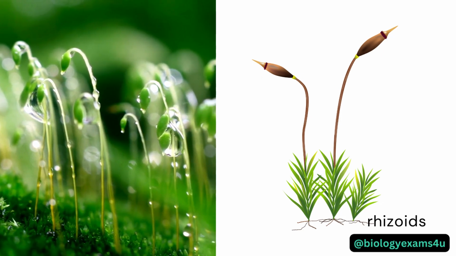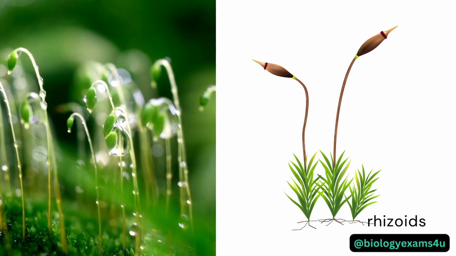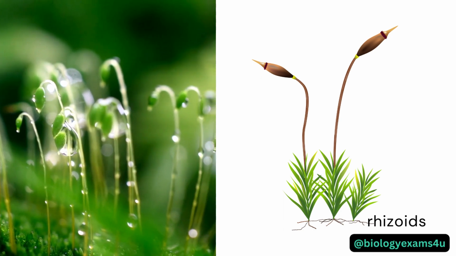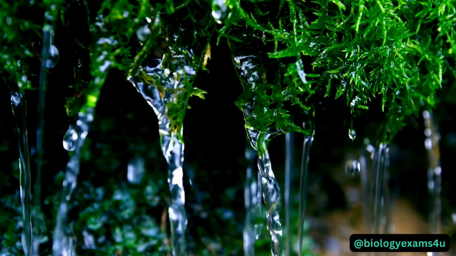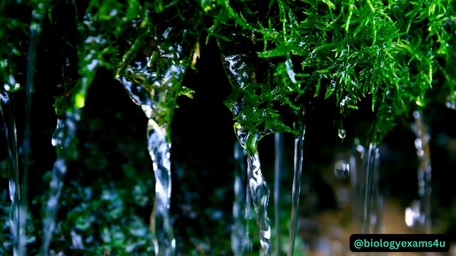Then there is gemmae, then fragmentation. Asexual reproduction methods are many. They are important decomposers. They play an important role in soil formation. They are involved in ecological succession as pioneer communities. And they are pollution indicators, with many roles in an ecosystem.